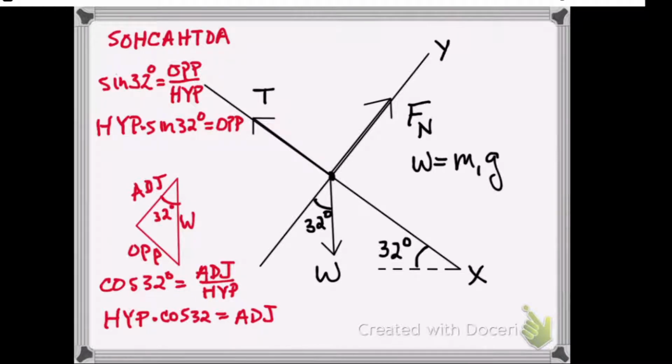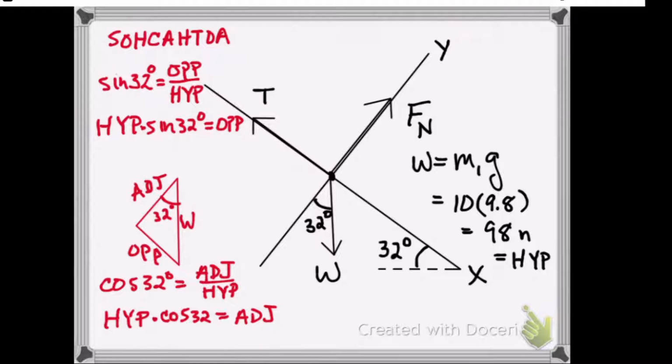So then the weight, the hypotenuse for the weight is going to be equal to m1 was 10 kilograms multiplied by 9.8 meters per second squared, and 10 times 9.8 is equal to 98 newtons. I'm going to use N to represent newtons. So, and this is going to be equal to the hypotenuse of our two triangles.